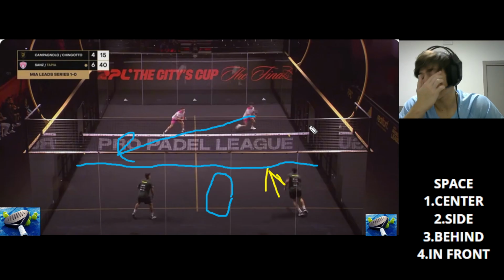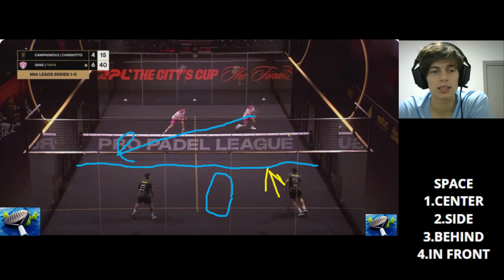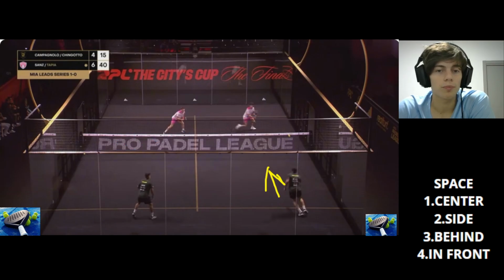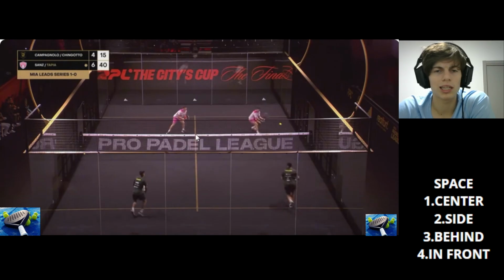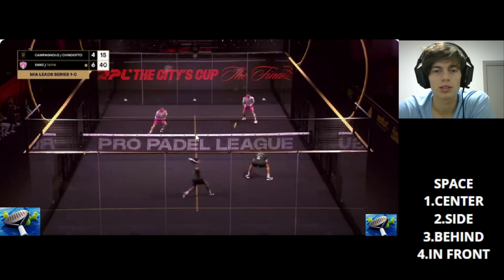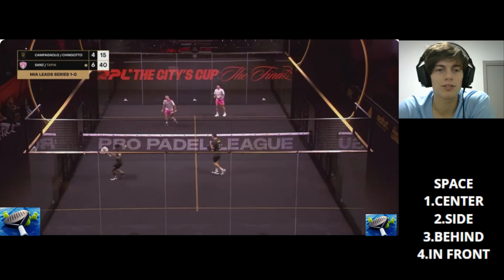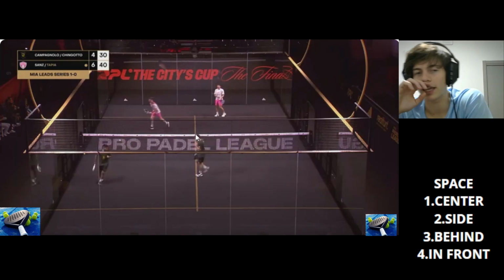And that's the reason why also when they play the drop shot, the ball bounces either very, very close to the net, or the opponent wins the point. And yeah, that's what happens. So we talked about it, and I want to see the end of the point though now. Yeah, Chingotto enters, leaves the space open, the Sanz is unable to make it.